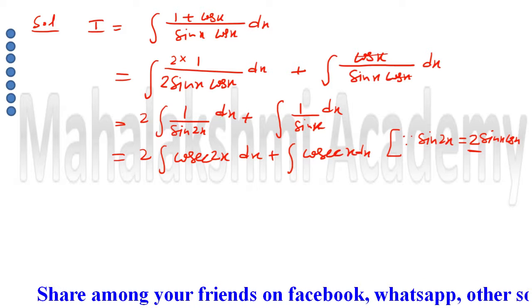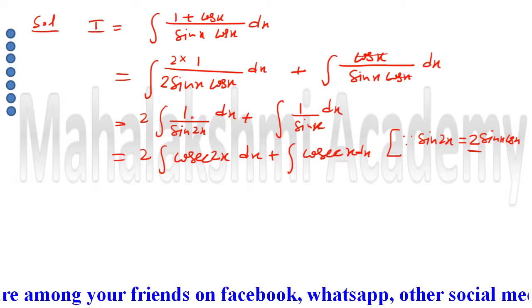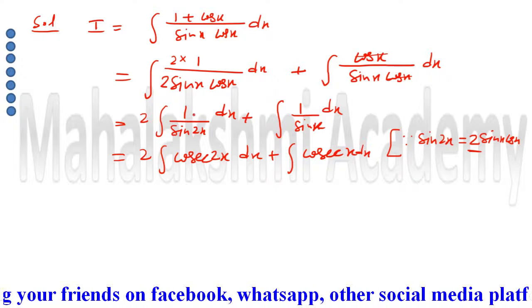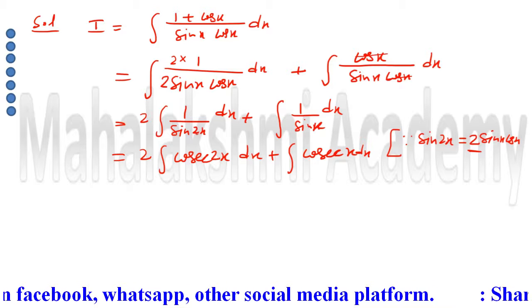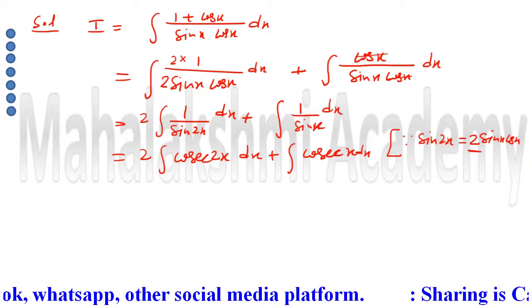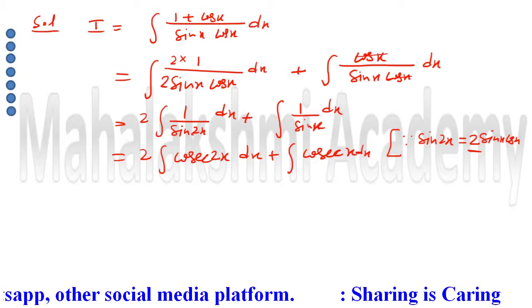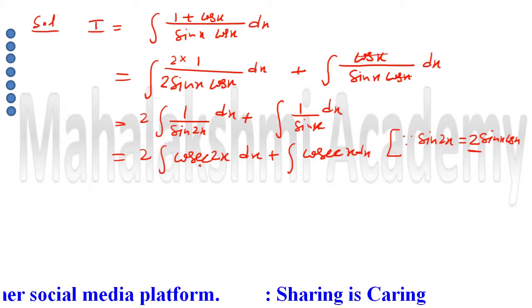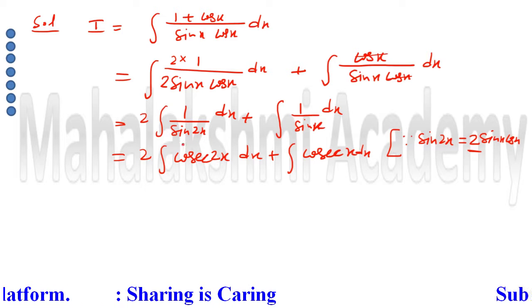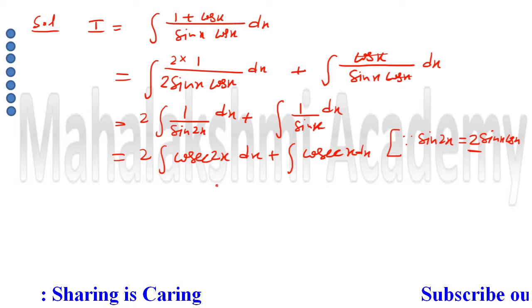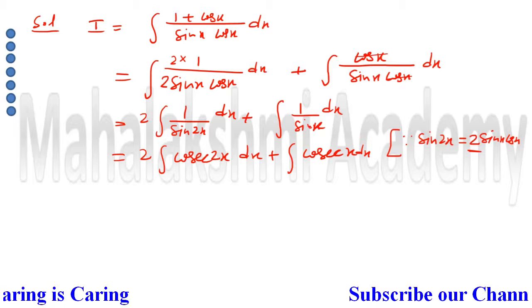Now students, since it's an integration, we don't have any option to integrate the fraction. So it's a fraction form, numerator upon denominator. So you can't integrate the fraction, that's why you have to shift the fraction into a simple form like this. That's why we have to take the reciprocal of this trigonometric ratio. That's it, that is cosec 2x, and the reciprocal of sin x is cosec x.